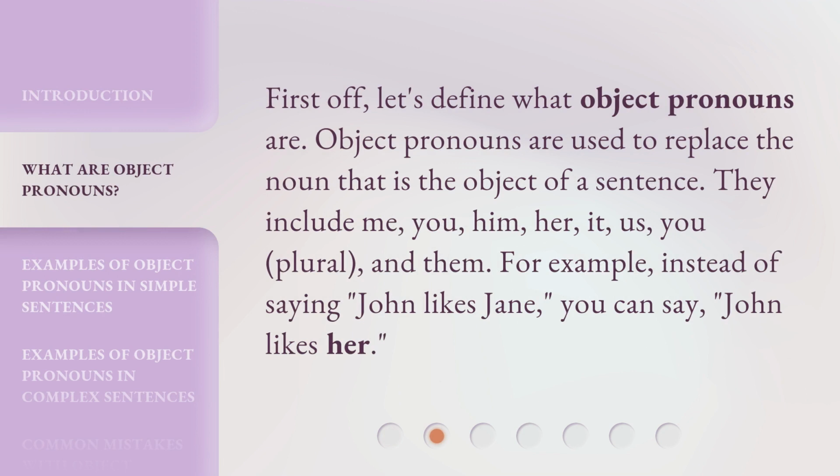First off, let's define what object pronouns are. Object pronouns are used to replace the noun that is the object of a sentence. They include me, you, him, her, it, us, you (plural), and them. For example, instead of saying, "John likes Jane," you can say, "John likes her."